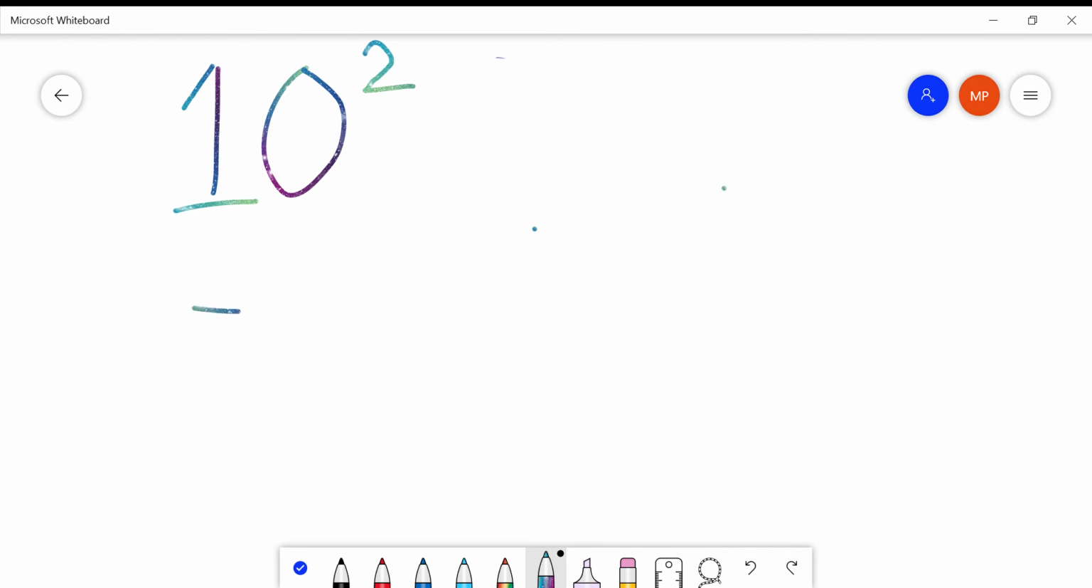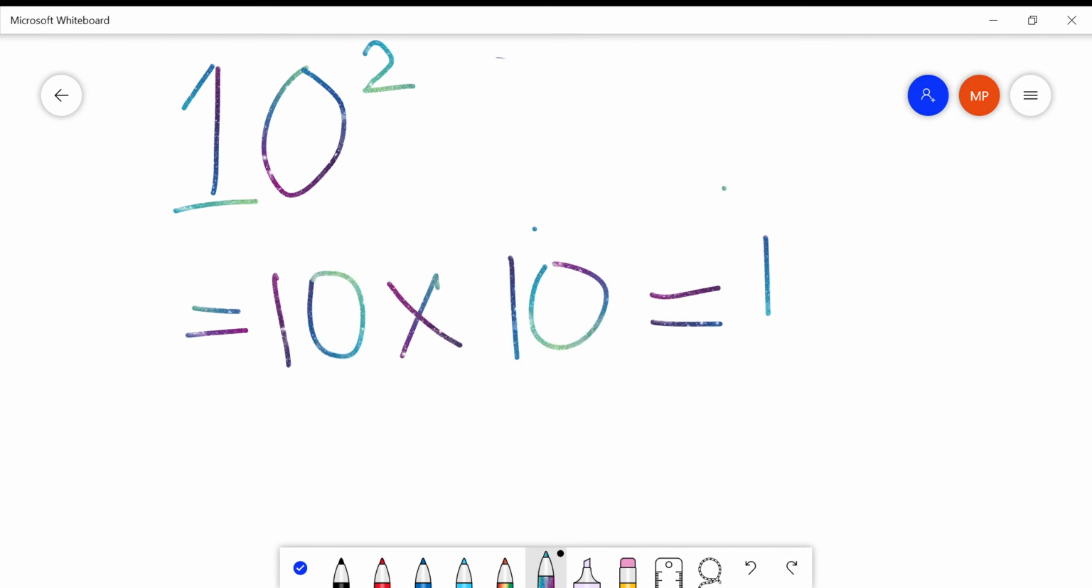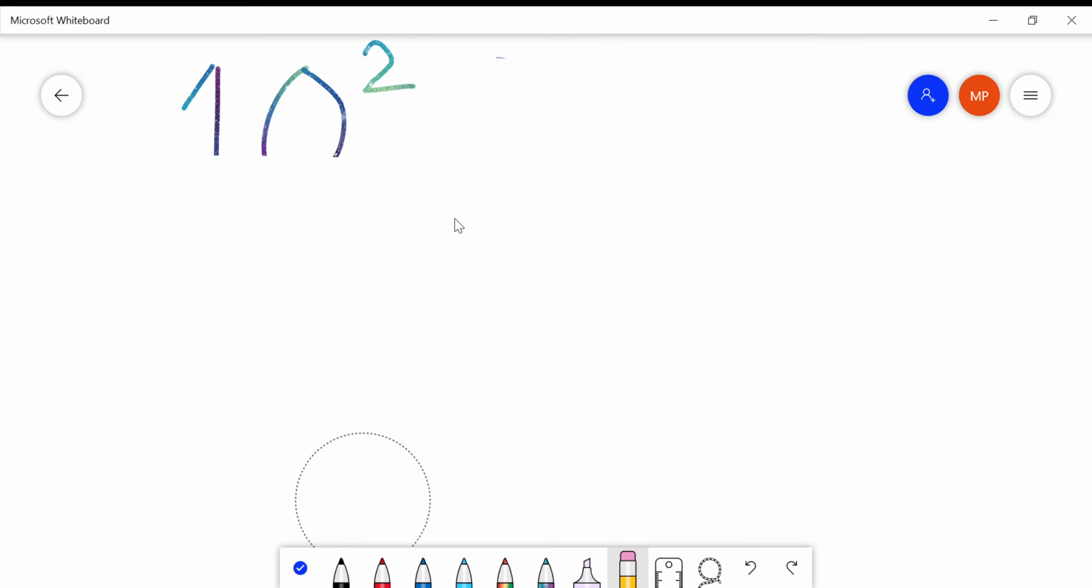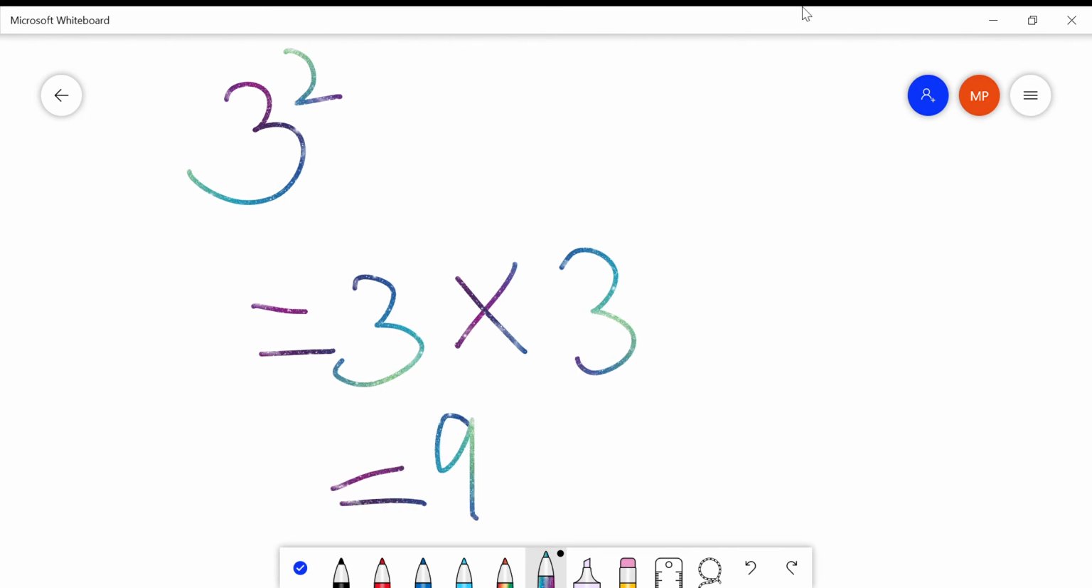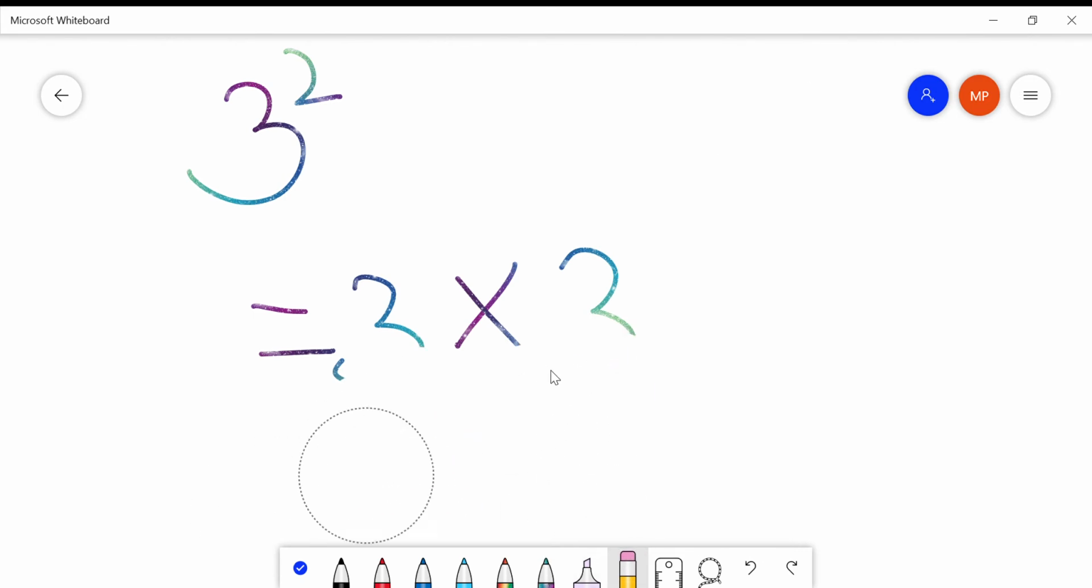So being squared is actually multiplying the number by itself. If you want to square the number 10, you have to multiply 10 by itself, which will be 100. So 10 squared equals 100. Let's take another example, shall we? 3 squared will be 3 into 3 equals 9. Therefore, 3 squared equals 9.